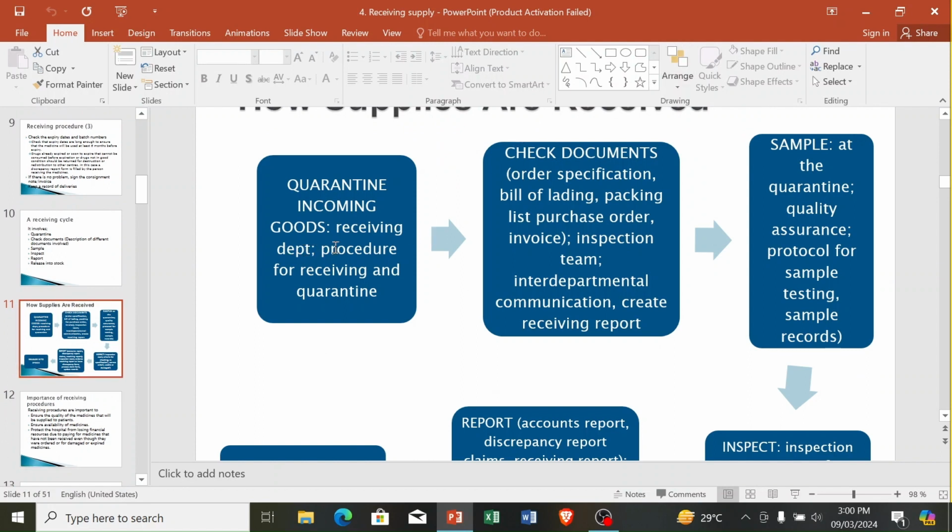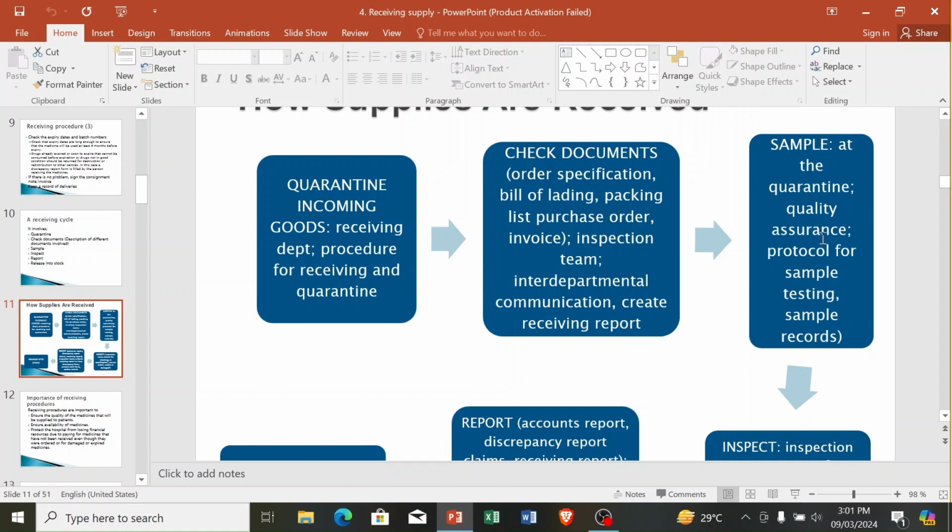Quarantine area or quarantine incoming goods. The receiving department, you see that there are procedures for receiving, and then we take it to the quarantine area. After that, we are going to check for the different documents. It can be the packing list, the delivery note, inspection terms, and then the discrepancy form, which we shall sign, and then it is sent back, goods received note. Those are some of them, the tax invoice as well. We inspect it in case it is brought.